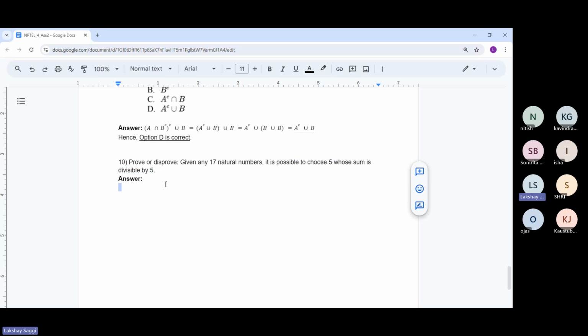So now actually the answer is true, this claim is true. And how will we prove this? So this is a bit more difficult. This is a bit on the difficult side. So please try to follow along, guys, in the following manner.